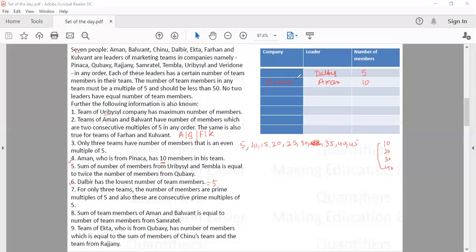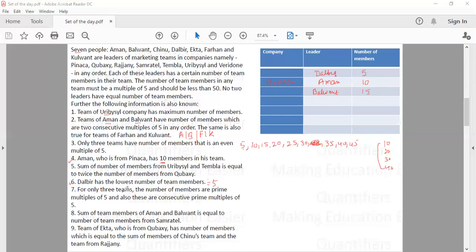Next, let's move on to point number 2 again. It says Aman and Balwant have numbers of members which are 2 consecutive multiples of 5. Now, since Aman has 10 members, the consecutive multiples of 5 around 10 will be 5 and 15. But 5 members are already with Dalbir's team. That means the number of members in Balwant's team should be 15.